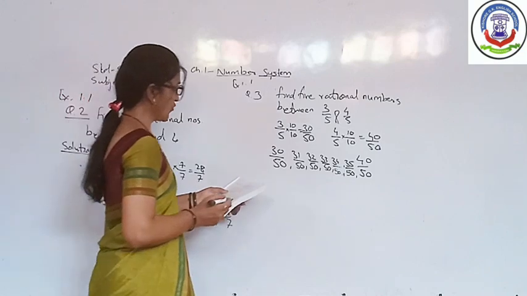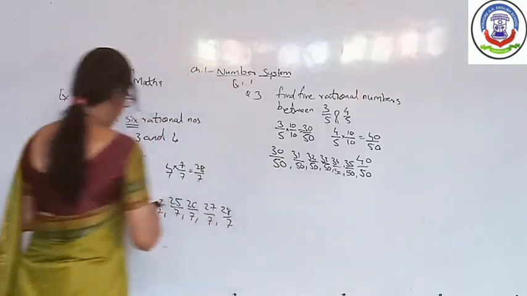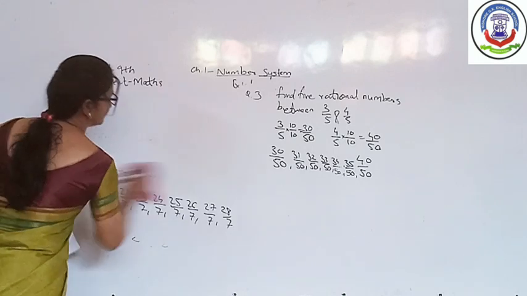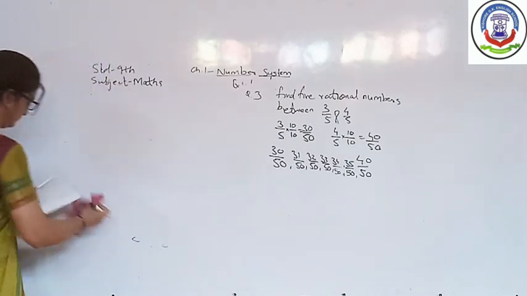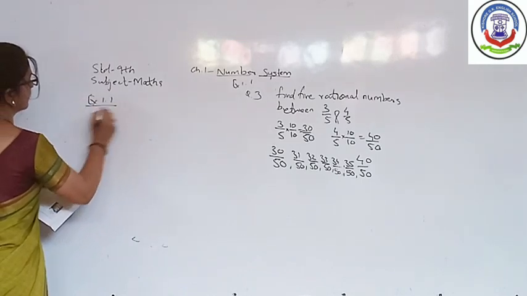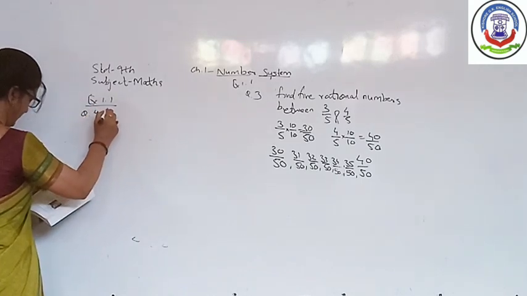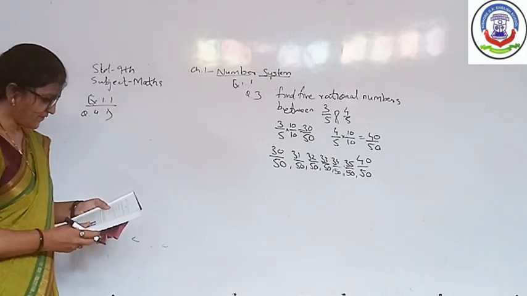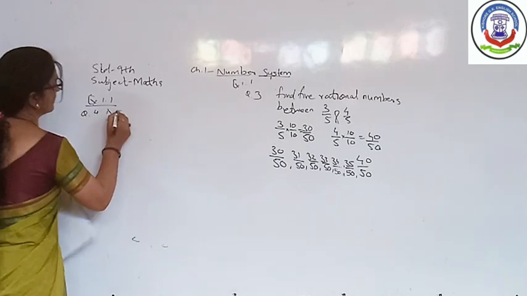Now question number 4, exercise 1.1. Say whether the given statements are true or false. First one: every natural number is a whole number.